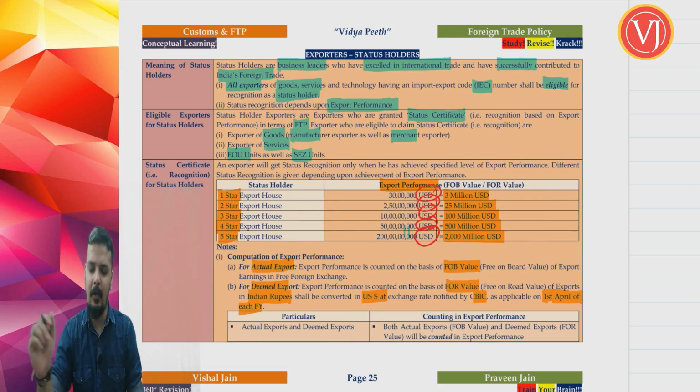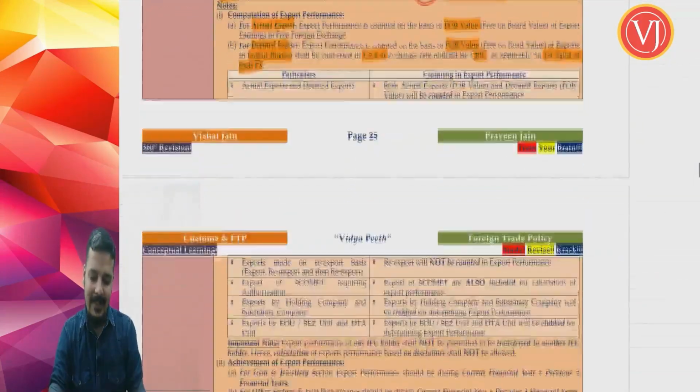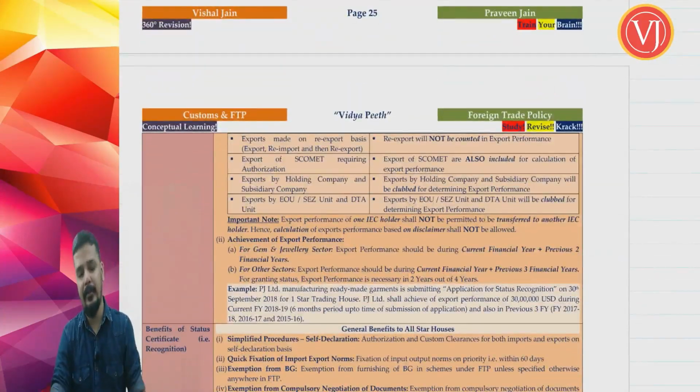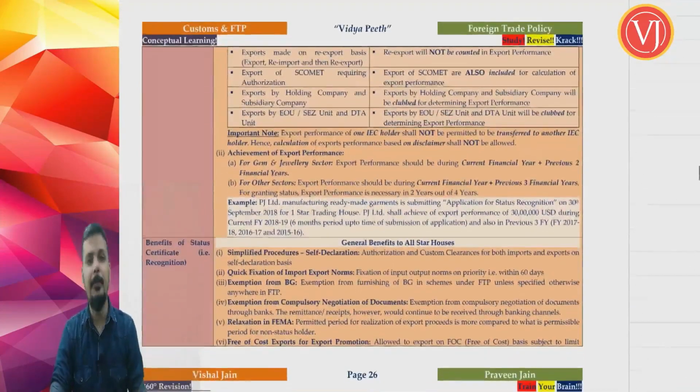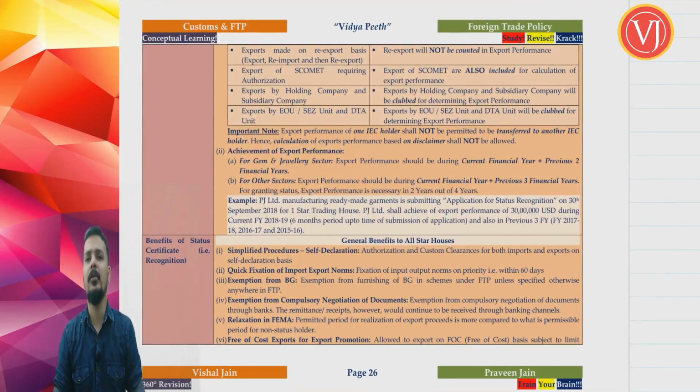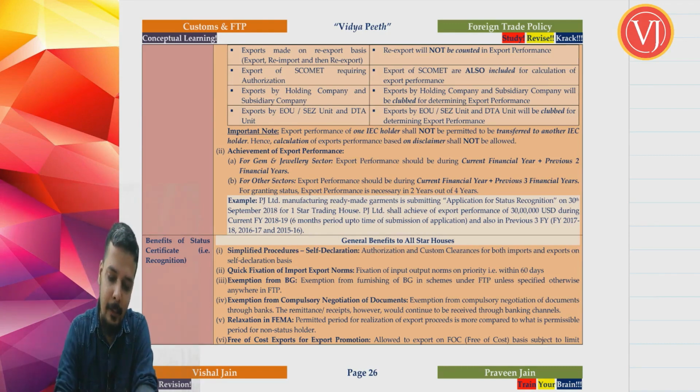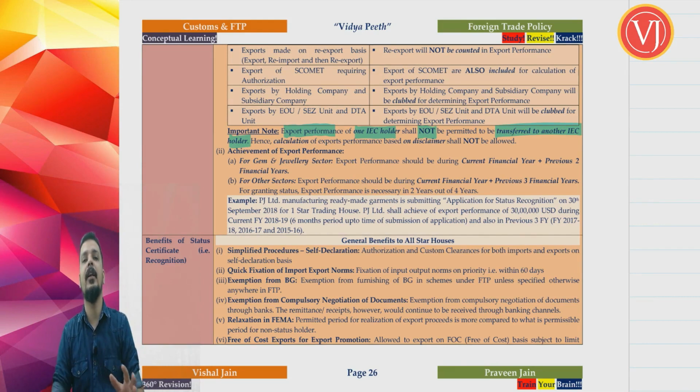Right, that point we had missed out. Now we have discussed that. All the points given for the computation of your export performance, we have discussed. Now one important note: transfer is not allowed. Transferring of star category by one person to another person is not allowed. Star category is for one PAN holder, that is one IEC, you cannot transfer. Export performance transfer is never allowed. The export performance of one import export code holder cannot be transferred to another import export code holder, which means that you can never transfer it, even on a disclaimer certificate.